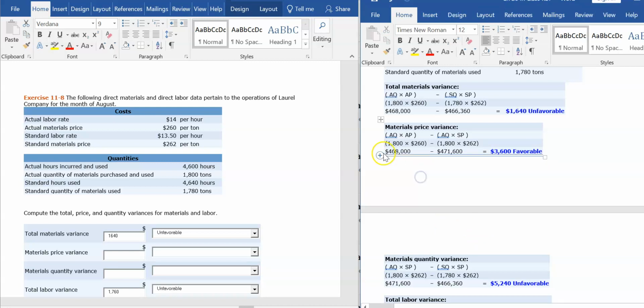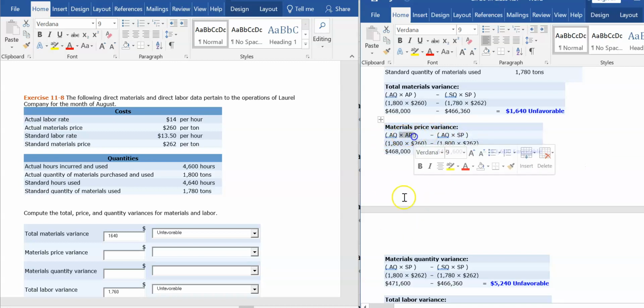Why is that favorable? Because our actual total cost was less than what the flexible budget says it should have been. That is favorable. That's good. We want our costs to be below our budget. You can look and see here in this formula that the only difference between these calculations is that one is using the actual price and the other is using the standard price, which is how we isolate the price variance portion. Okay, so part of this total price variance is due to a favorable price variance.